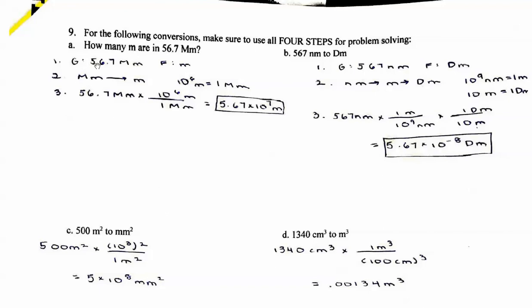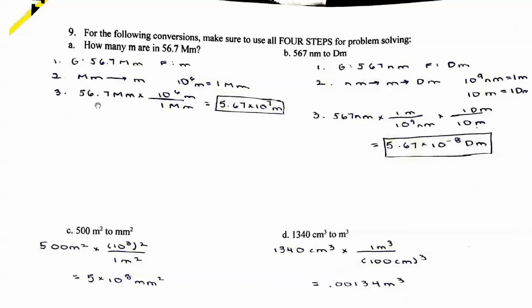For this one, I'm given 56.7 megameters, and I'm asked to find meters. So step 2, I'm going to go from megameters to meters. Okay, I know that my megameter is a bigger unit, so there's 1 megameter, and in 1 megameter, there are 10 to the 6 meters.